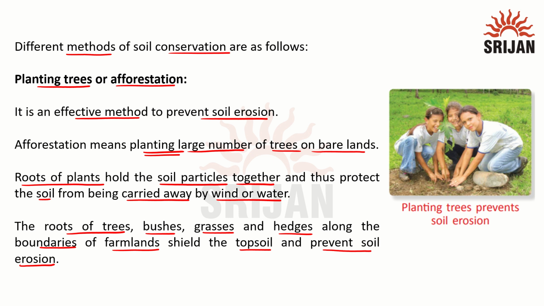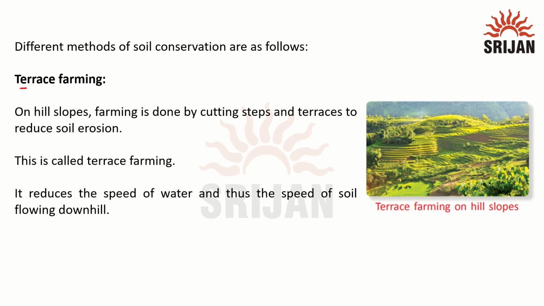The second method is known as terrace farming. Terrace farming is similar to how we grow plants on our terrace, but instead of on a building, it is done on a sloping region. On a hilly slope, farming is done by cutting steps or terraces to reduce soil erosion. So imagine you have a sloping region. Let's say this is the hilly region.